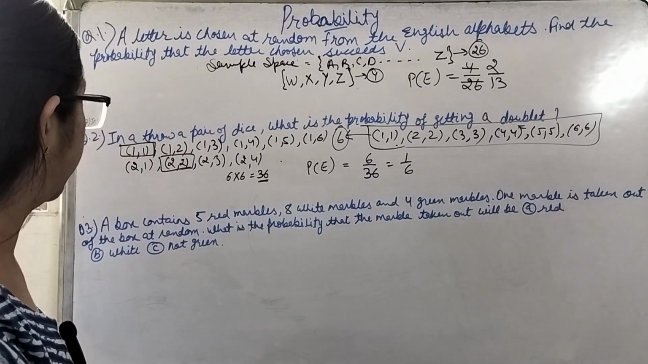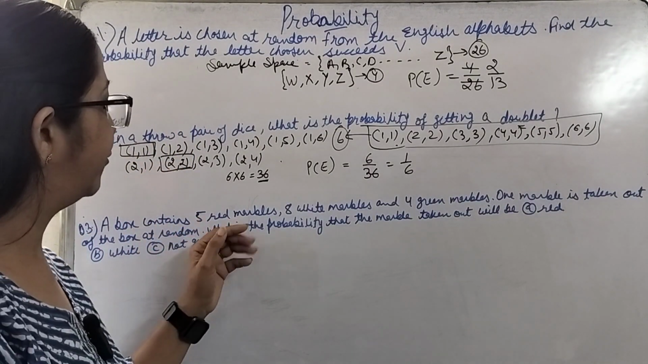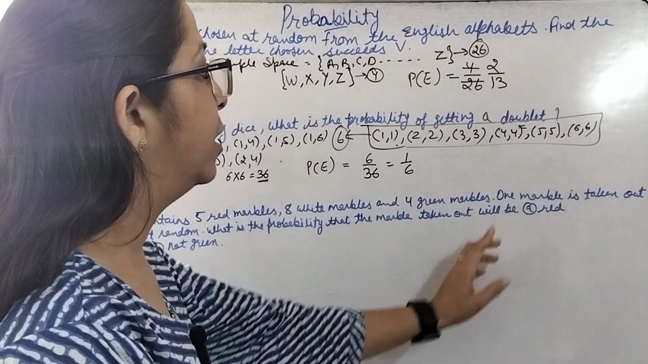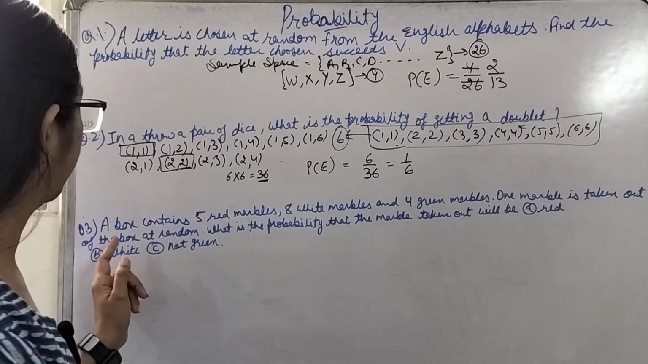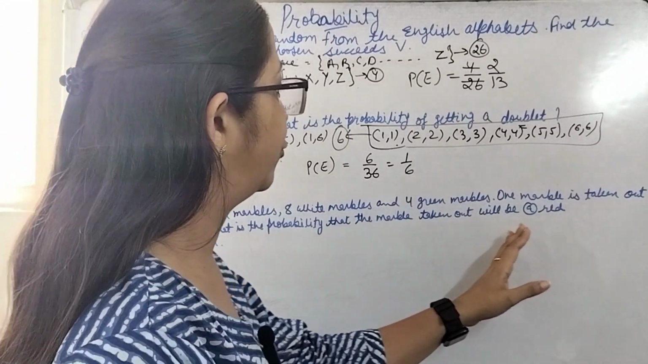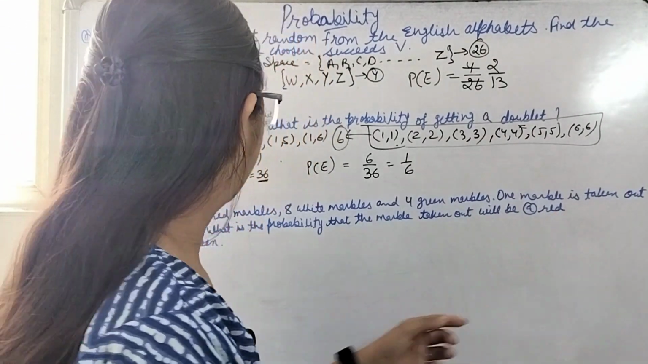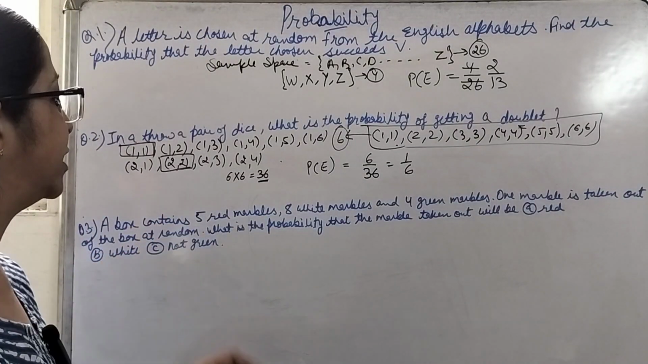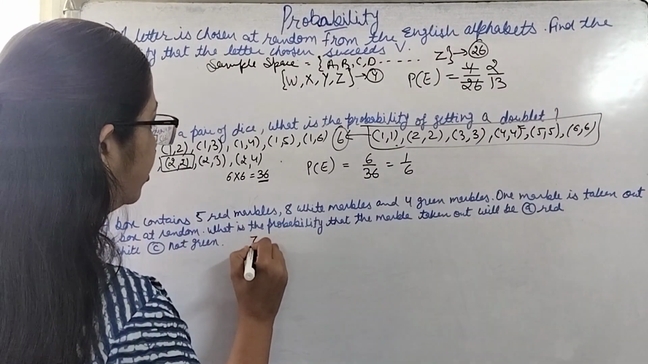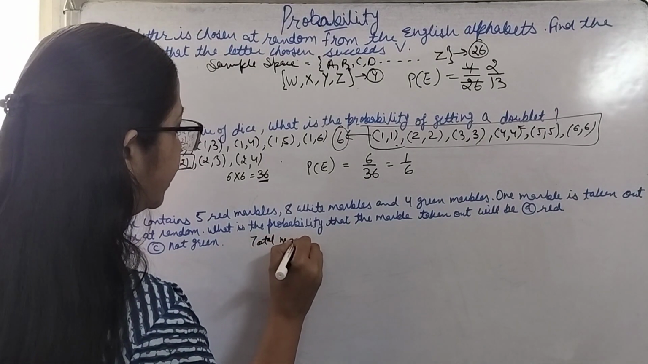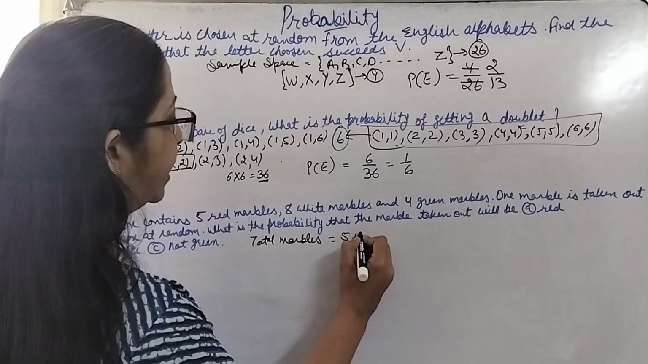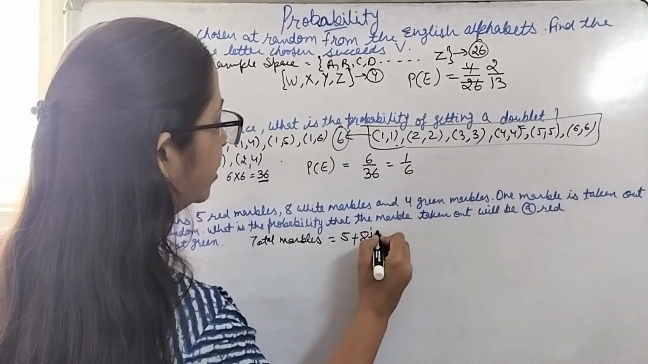The next question is, a box contains 5 red marbles, 8 white marbles and 4 green marbles. One marble is taken out of the box at random. What is the probability that the marble taken out will be, first, red, second, white, or third, not green? Now see, over here we can see the total number of marbles: 5 are red, 8 are white and 4 are green.